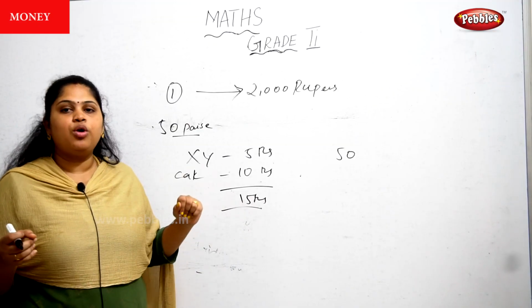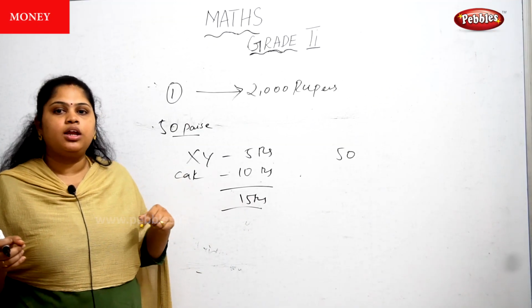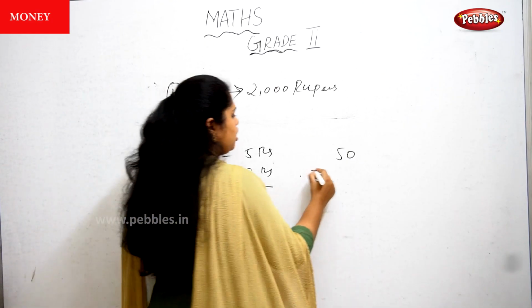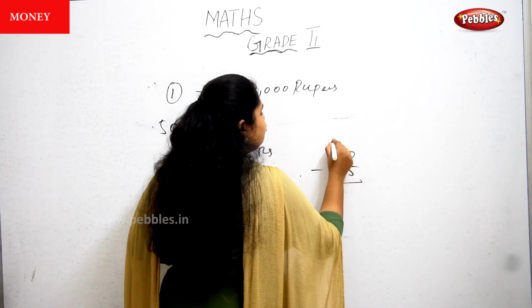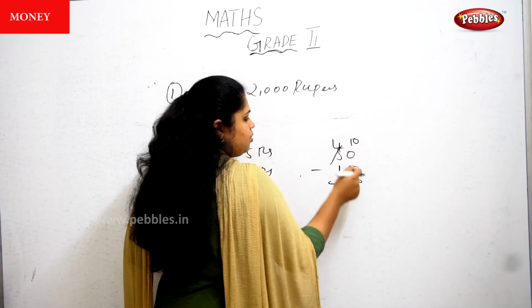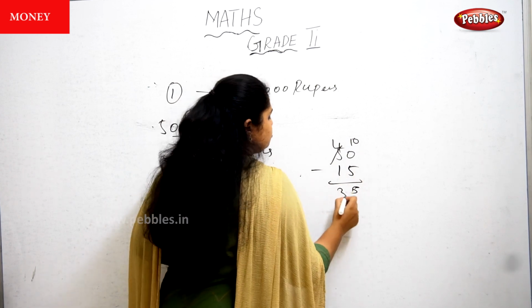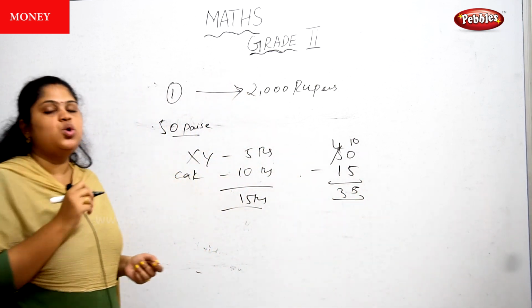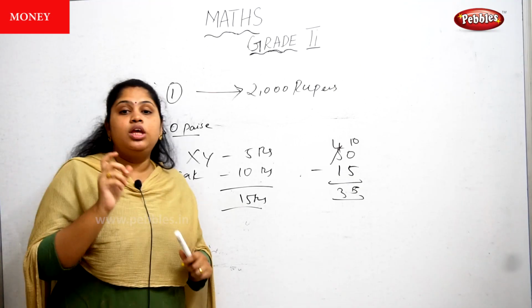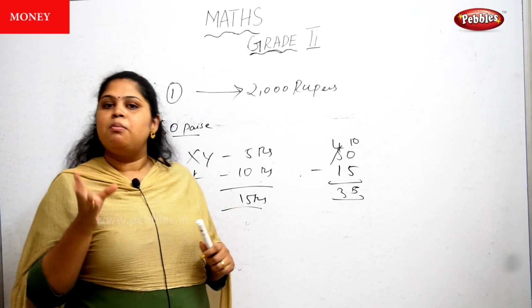So how are you going to know whether he is giving the correct balance? You have to subtract 15. So 4 becomes 10. 10 minus 5 is 5. 4 minus 1 is 3. 35 rupees. So the shopkeeper should give 35 rupees as the balance.